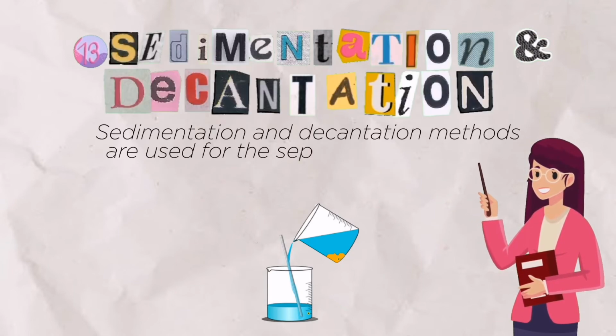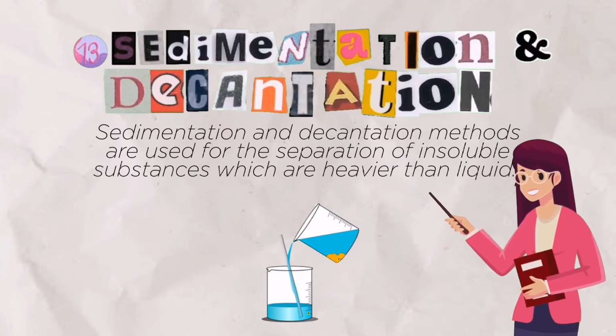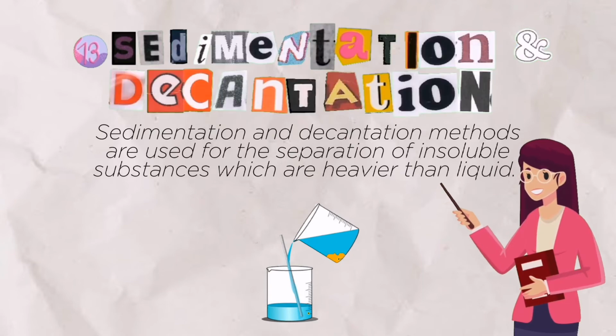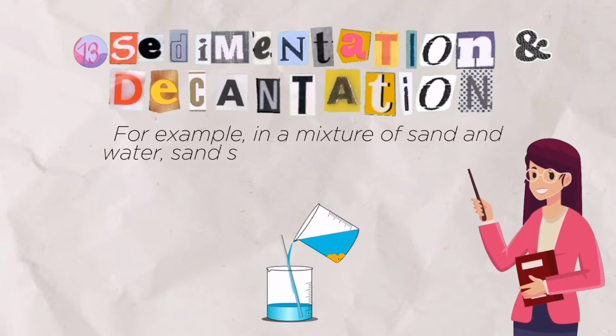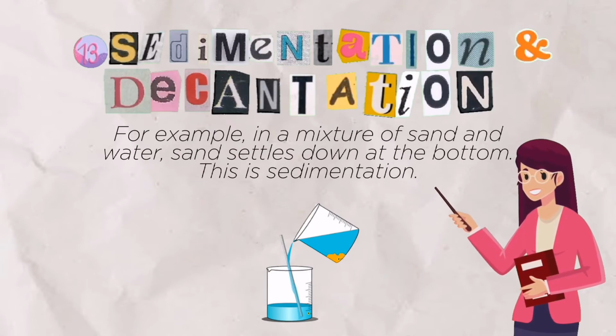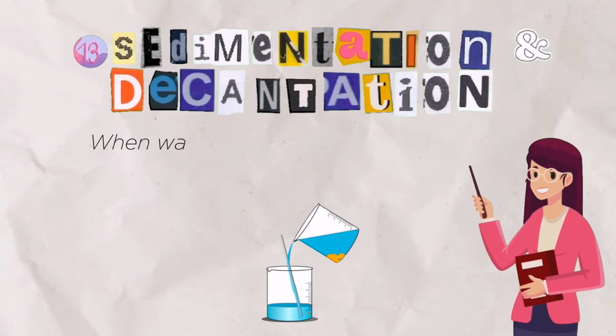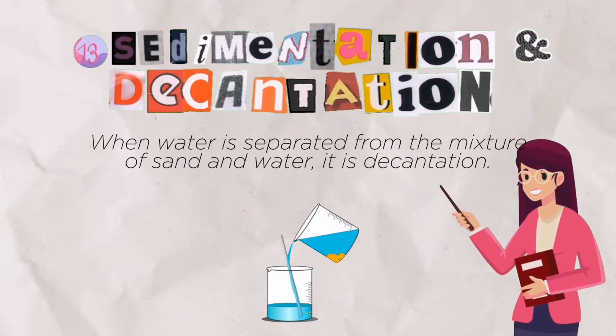Sedimentation and decantation methods are used for the separation of insoluble substances which are heavier than liquid. For example, in a mixture of sand and water, sand settles down at the bottom. This is sedimentation. When water is separated from the mixture of sand and water, it is decantation.